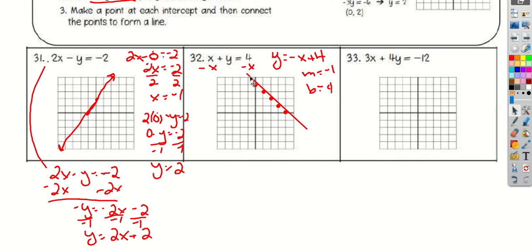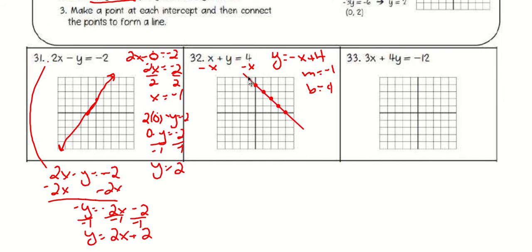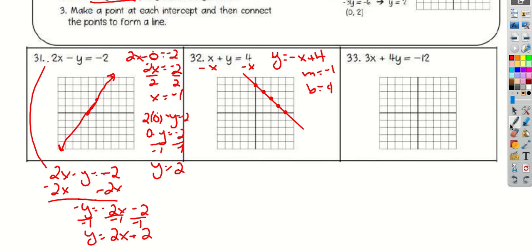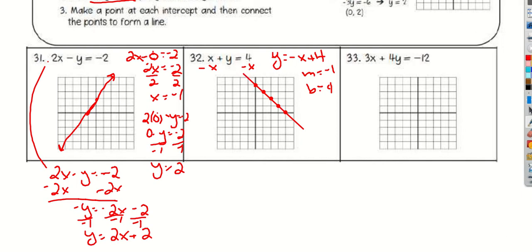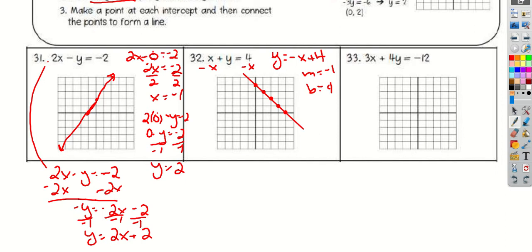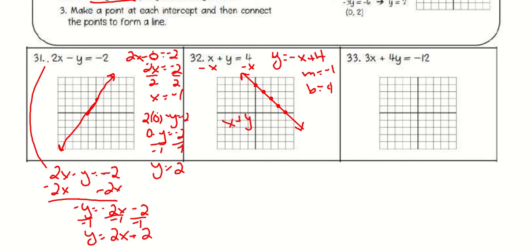The magic of technology. Okay, we'll throw some arrowheads on. Some appropriately sized arrowheads, if you don't mind. And then we label x plus y equals 4. Okay, see if you guys can try the last one. Let's see if you guys can get it right.